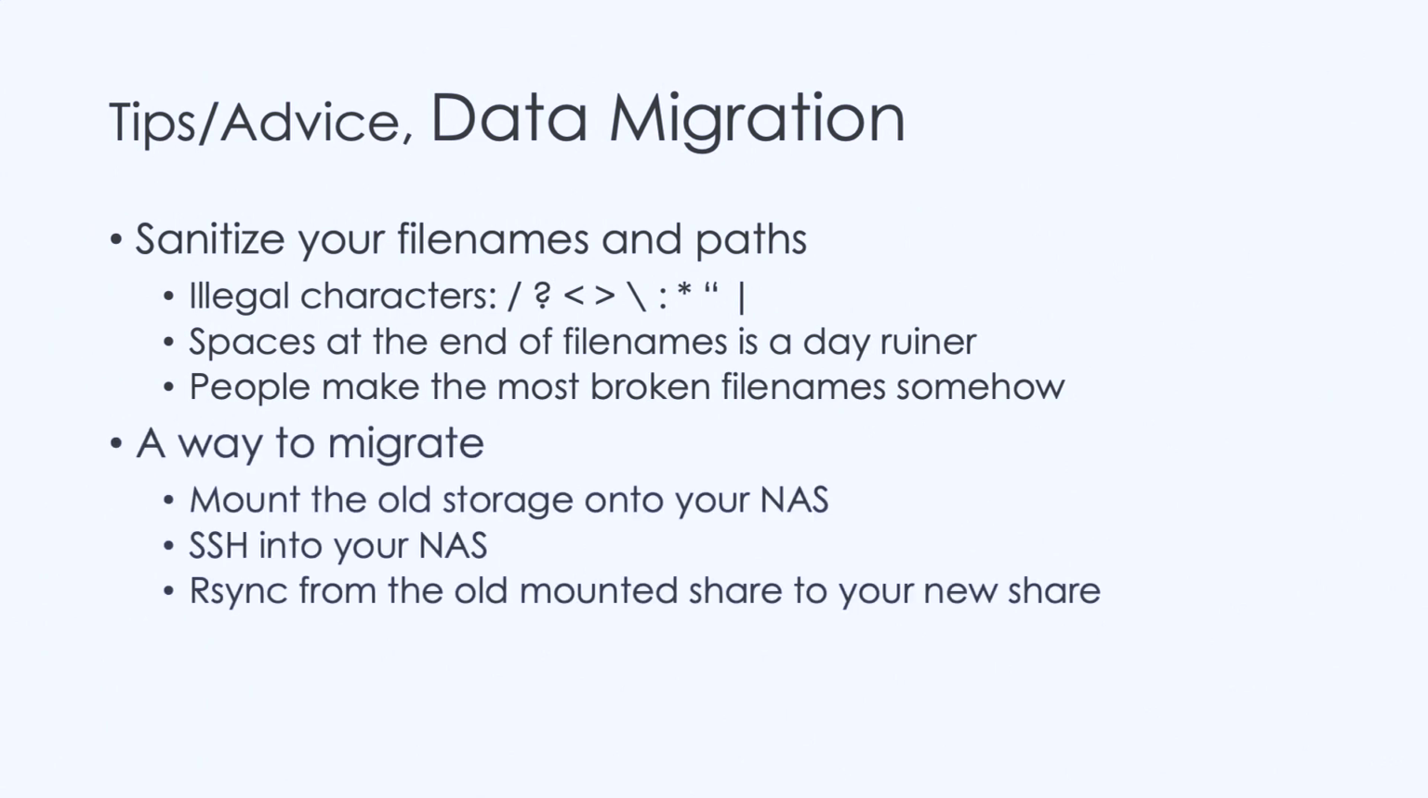Just a way to migrate, there's tons of ways. This one's worked really well for me. If you're coming from a Mac Mini, you can mount that Mac Mini storage over SMB onto your new shiny NAS, SSH into that NAS, and then run rsync to synchronize all of that data over to your new share. This lets you use that new hardware to do all that data processing, all that heavy lifting. That way, the old one's just feeding as fast as it can. It's going to feed you that data.